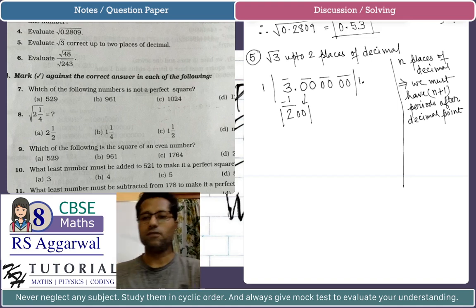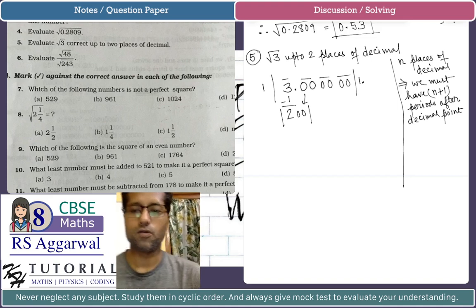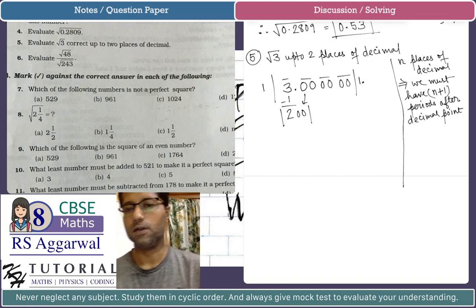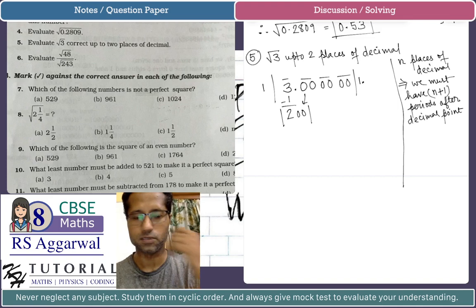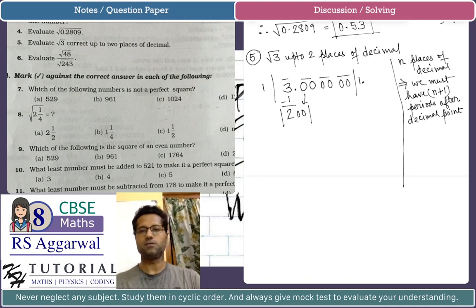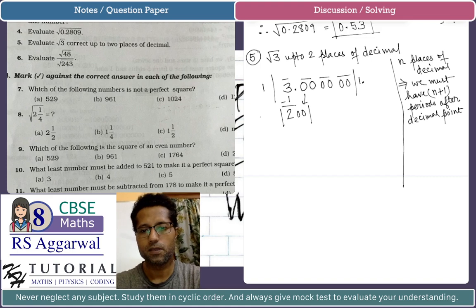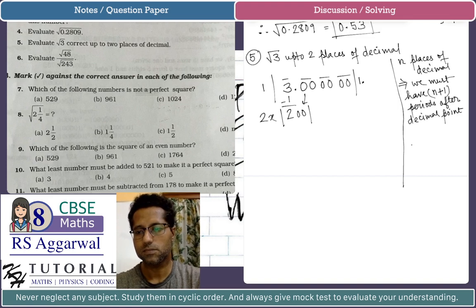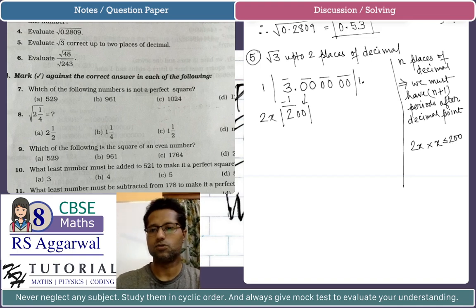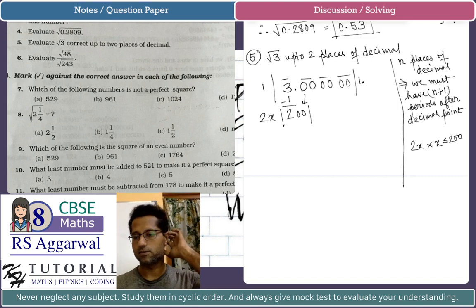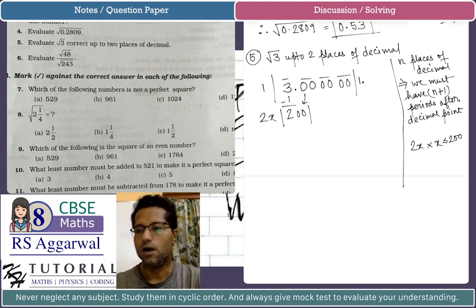Now the next partial divisor will be the current quotient multiplied by 2, ignoring the decimal point. The quotient ignoring its decimal point is 1.1 multiplied by 2 is 2. So now we have to find the digit x such that the 2-digit number 2x multiplied by x should be less than or equal to 200, and x should be the largest such digit. So what can x be?